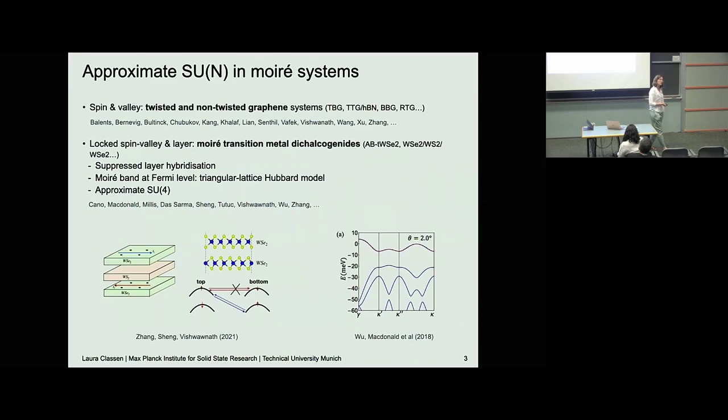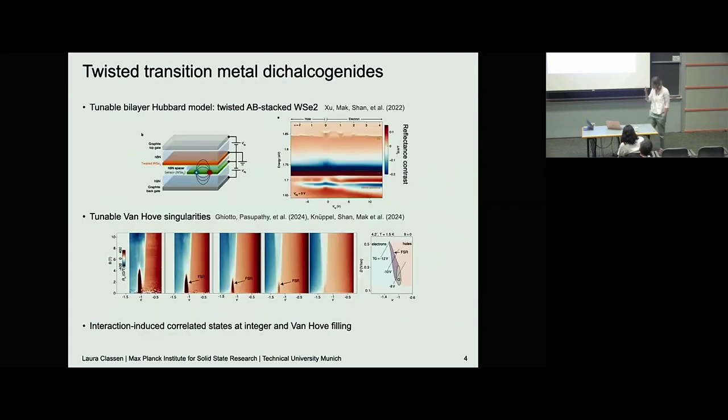And then more generally in Moiré transition metal dichalcogenides, at least for certain parameters of the Moiré potential, for certain twist angles, it was shown that you can realize triangular lattice models. So that would lead then to an SU(4) symmetric triangular lattice Hubbard model if you put in interactions in the simplest case. So this is what we wanted to study, at least in theory, but it was also realized experimentally at Cornell, this twisted AB stacked tungsten diselenide, and there are signatures of interesting correlated insulating phases at integer fillings.